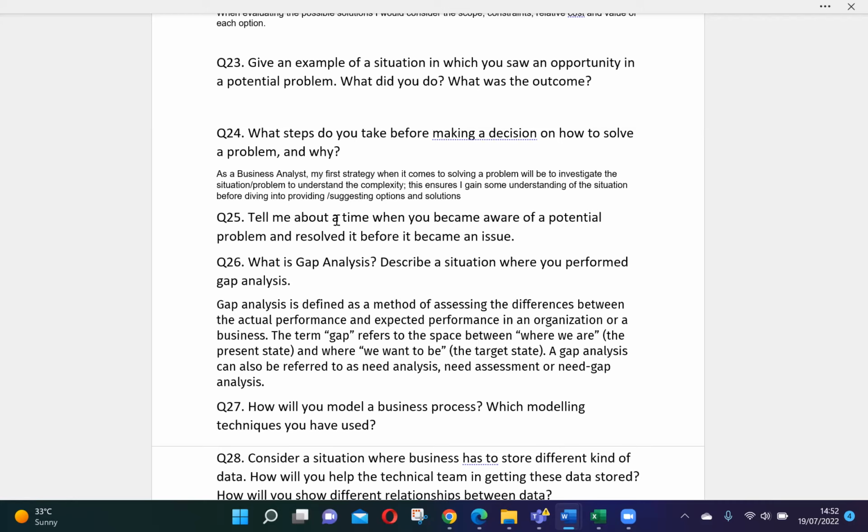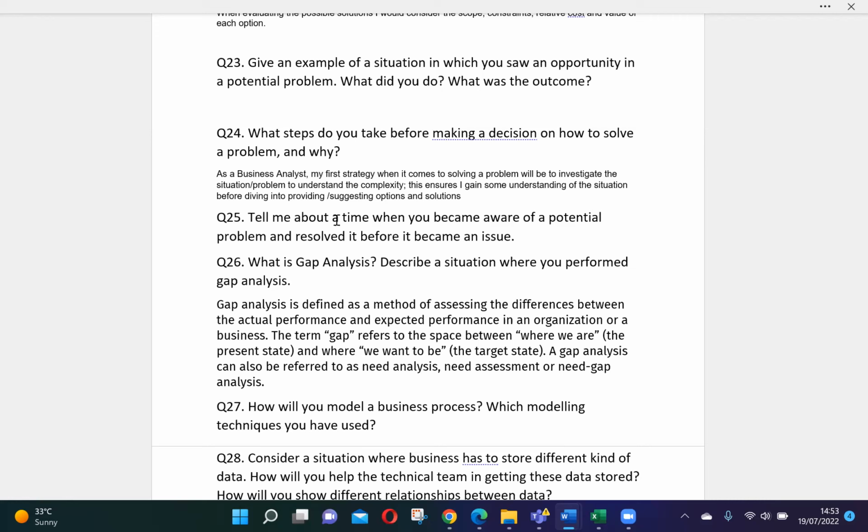When you became aware of a potential problem and resolved it, it can be in the form of dashboards. In the dashboards, data was not reflecting properly. When I was doing some testing, I identified that this is a problem. I did the root cause analysis of why the data was not reflecting properly in the dashboard, and then I got it corrected through a data fix with my developer, and I solved that issue before my customer was aware of it.